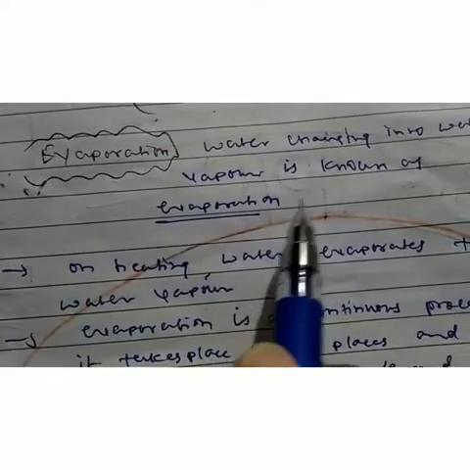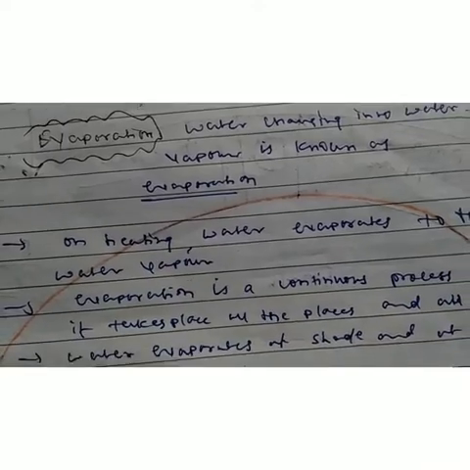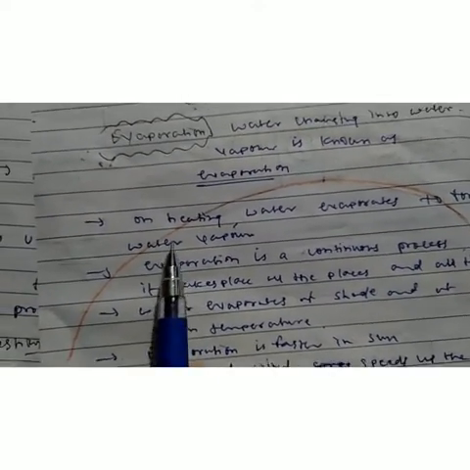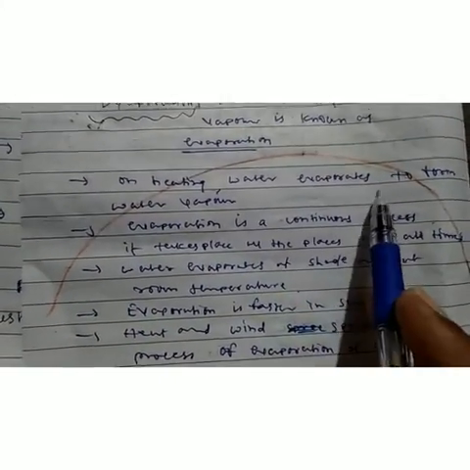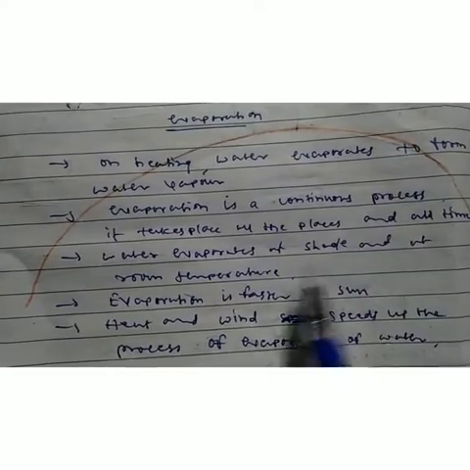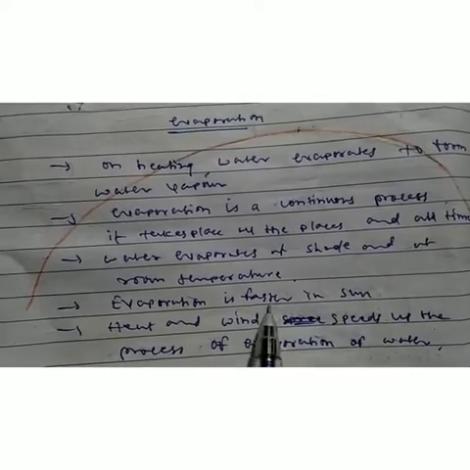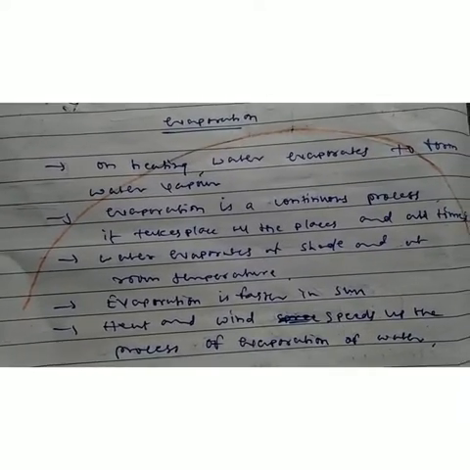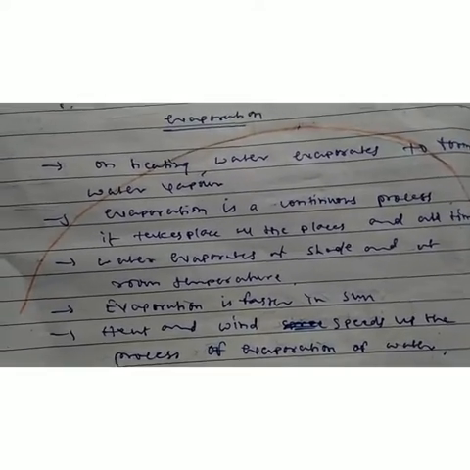The evaporation process is also a continuous process. You know that it occurs everywhere. Now I will read out this point, and after that I will explain what I wrote. On heating, water evaporates to form water vapor. Evaporation is a continuous process. It takes place at all places and all times. Water evaporates in the shade, at room temperature also. Evaporation is faster in the sun, and heat and wind speed up the process of evaporation.